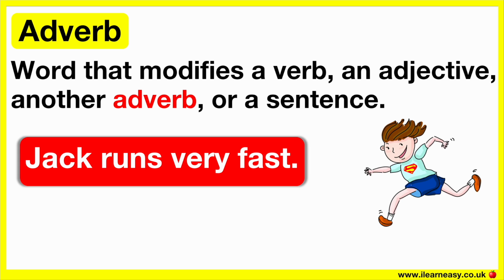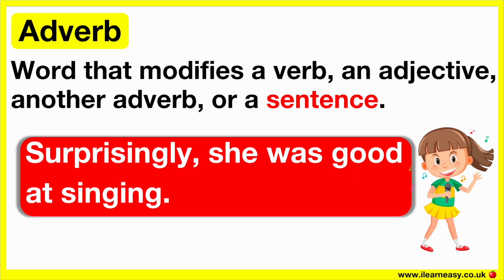Jack runs very fast. The adverb in this sentence is very, and it's describing the other adverb, which is fast. So both very and fast are adverbs. However, the adverb very is describing how fast Jack runs. Surprisingly, she was good at singing. The adverb in this sentence is surprisingly because it's describing the sentence.